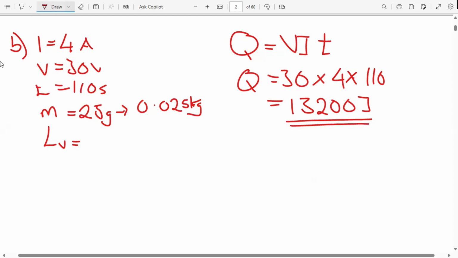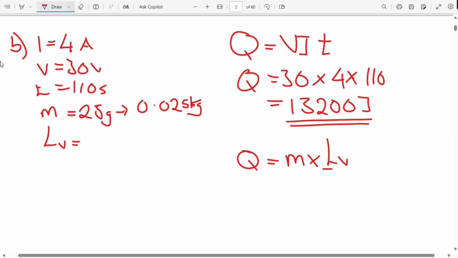13,200 joules is the energy that is supplied to the liquid nitrogen. And since we found the energy, this is now as simple as drinking water, because we're just going to apply the formula for finding energy absorbed to change the state of the liquid nitrogen from liquid to vapor, of which we're going to say Q is equal to mass of the liquid nitrogen, multiplied by the latent heat of vaporization, like that.